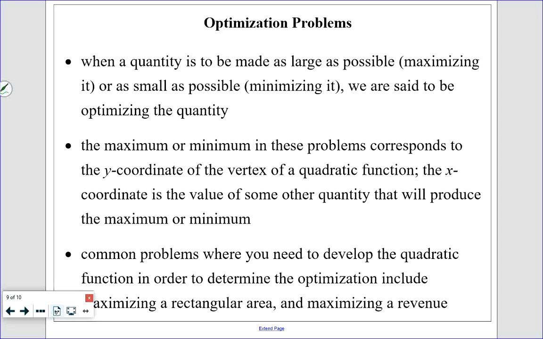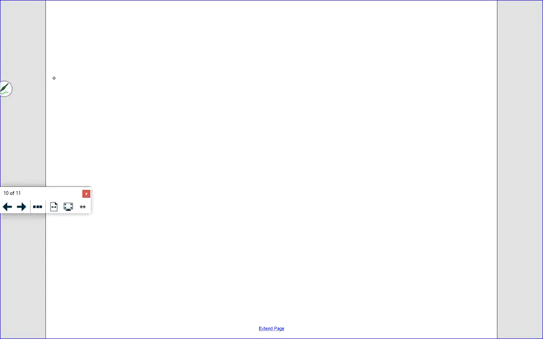So common problems where you need to develop the quadratic function in order to determine the optimization include the following. The bottom line here is saying these 2 illustrations are ones where every student is expected to be able to do it without being given the equation. And we've already gone through a revenue problem today. You'll see some more in your practice work. But I thought just to end off this review, I would make up an area problem. It could be any variation of this. This is just one off the top of my head.